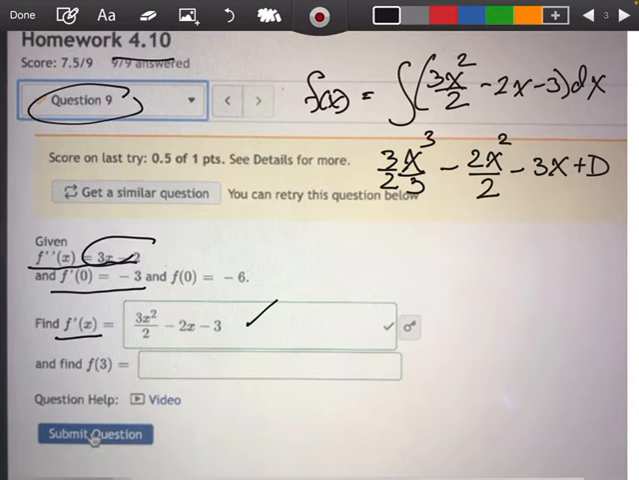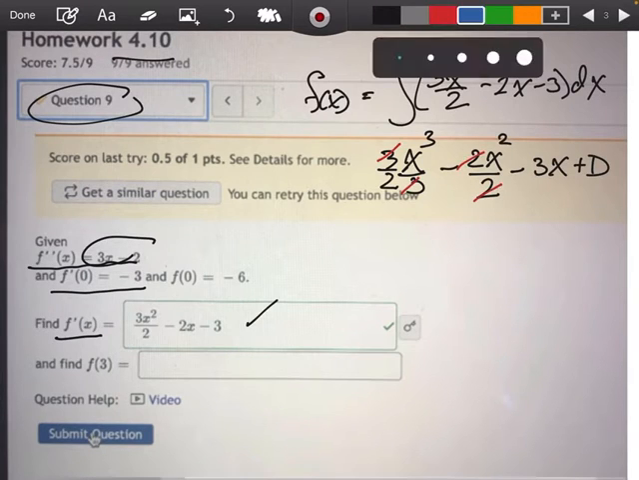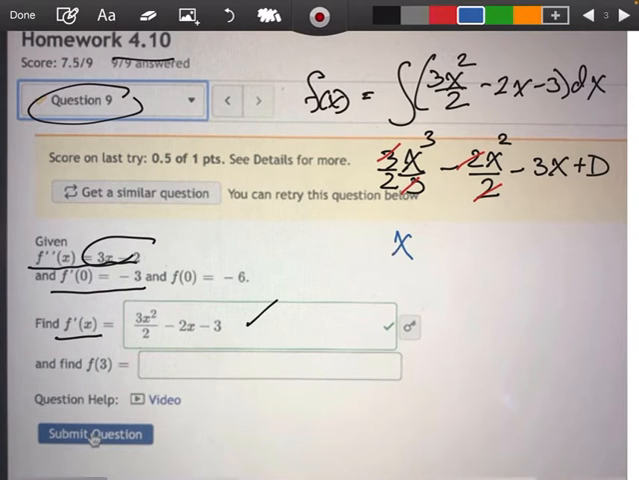So now let's take a look here. This 3 and that 3 are going to cancel, and that 2 and that 2 are going to cancel. So we're going to have x to the third over 2 minus an x squared minus a 3x plus d. Okay? So this is my function f of x.